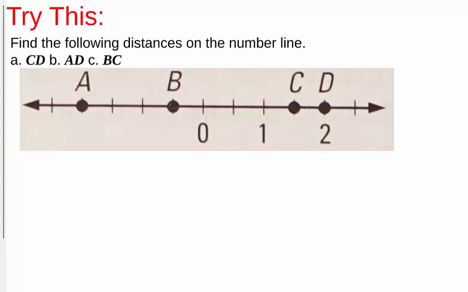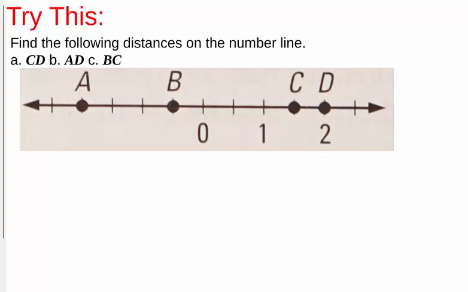All right. Here's one for you to try. Find the following distances on the number line. We have CD, AD, and BC. Not all of them are numbered, so you may have to kind of think about it a little bit. So pause the video, see what you can do, then restart it, and I'll give you an answer. See if you did it right.